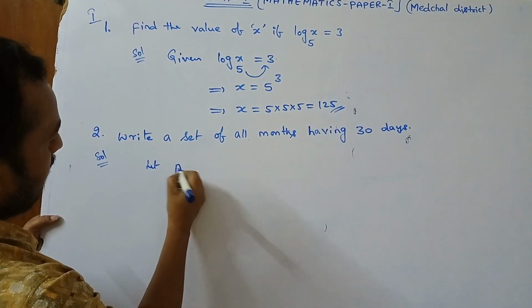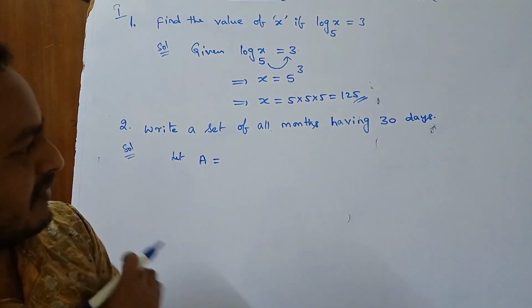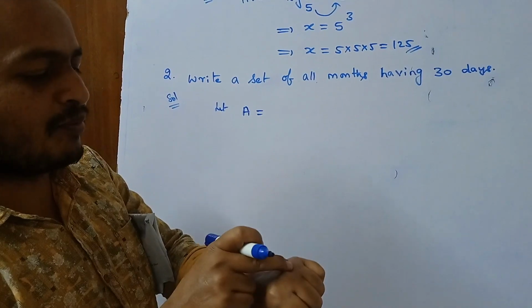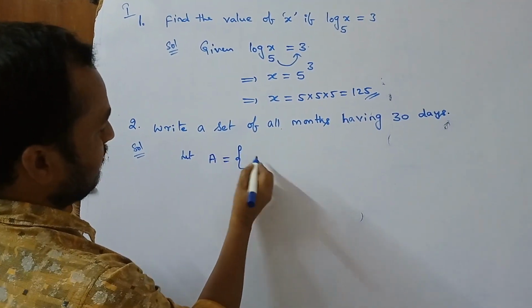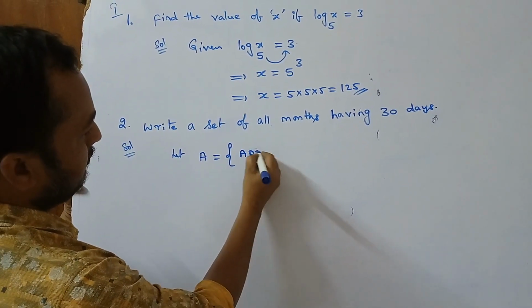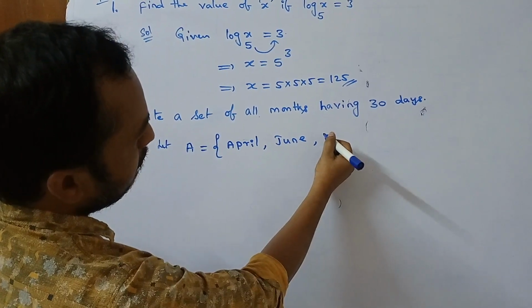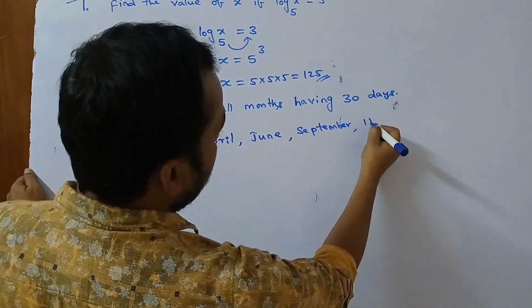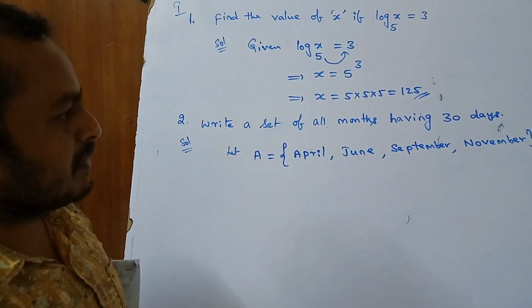Question: write a set of all months having 30 days. Let A equal the set of all months having 30 days. You can check like this: January, February, March, April, May, June, July, August, September, October, November, December. The months having 30 days are April, June, September, November.